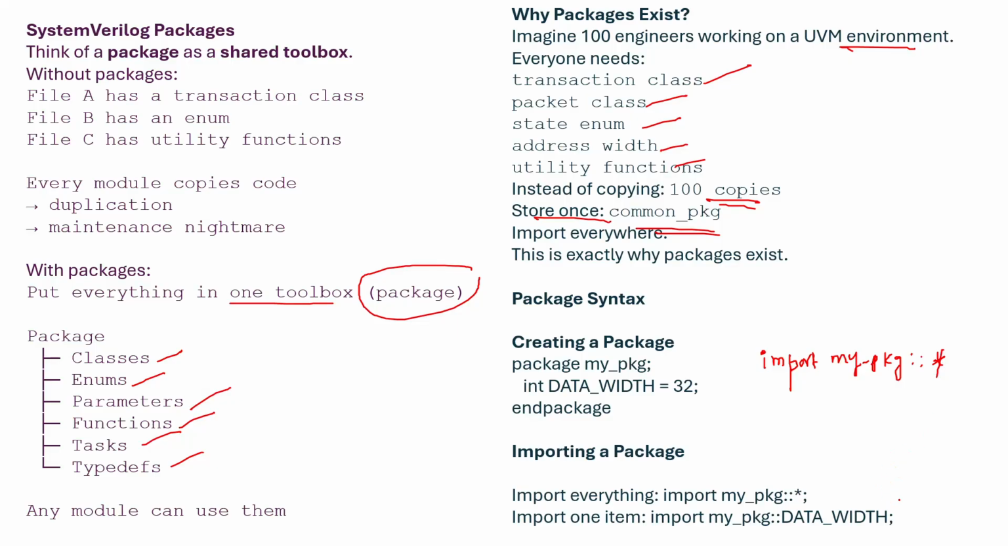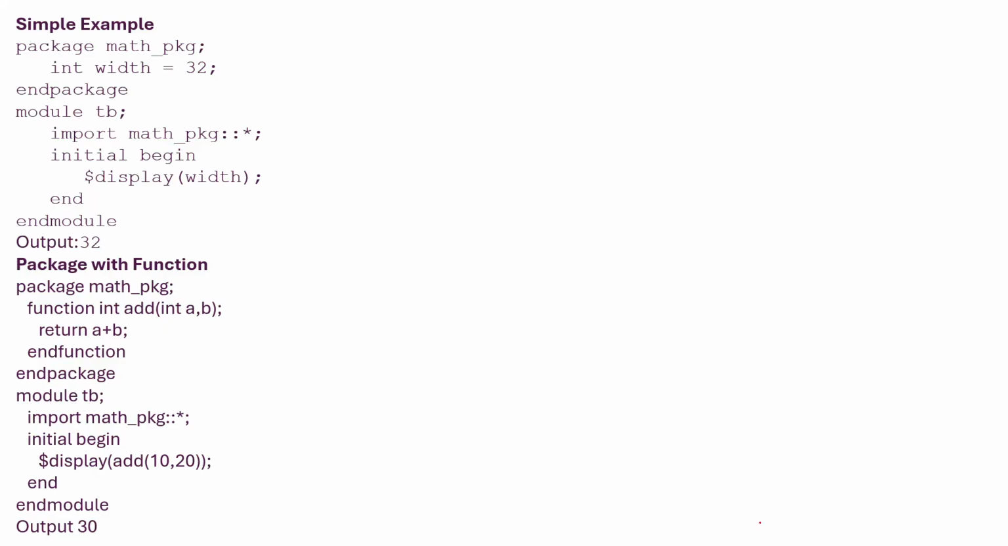Okay. Same thing: the package we are keeping in one place, and we are importing that package. In a package, some particular value we can also get. Suppose data width is there and I want to import this data width, then I write import my package scope resolution data width. In this way we are grouping together.